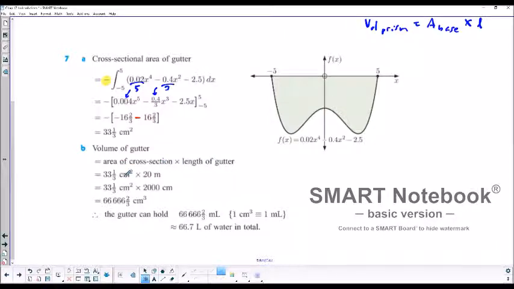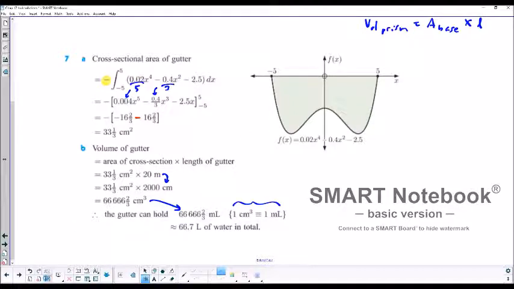And so 33 1/3 square centimeters multiplied by 20 meters. Well, we have to convert that into centimeters to have the same units, and that becomes 2,000 centimeters. And we multiply those, we get 66,666 2/3 centimeters cubed. And from perhaps work in chemistry, you might notice or know that 1 centimeter cubed is 1 milliliter. So this is a quick conversion into milliliters. And then we would just divide that by 1,000 to get it into liters. And we get 66.7 liters approximately of water that can be held in this rain gutter.